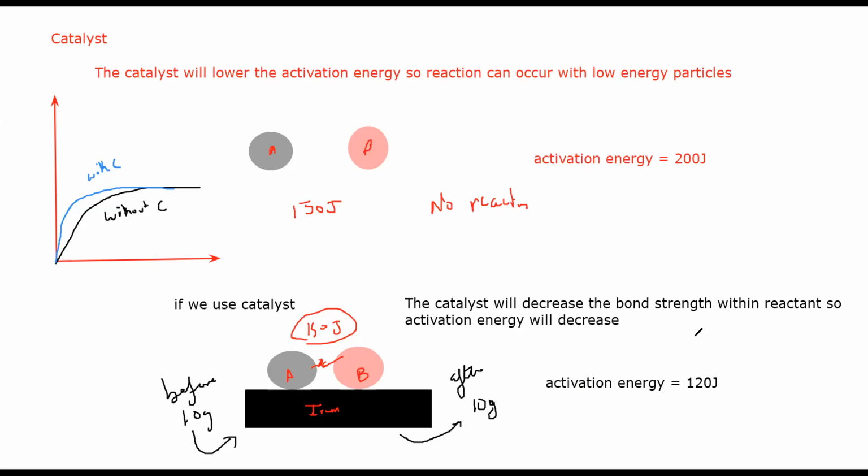So what will a catalyst do? A catalyst will lower the activation energy. How does it lower the activation energy? It reduces the bond strength within the reactant particles so that the bonds can break easily at low energy, so the reaction can occur at a faster rate. Any doubt in this?